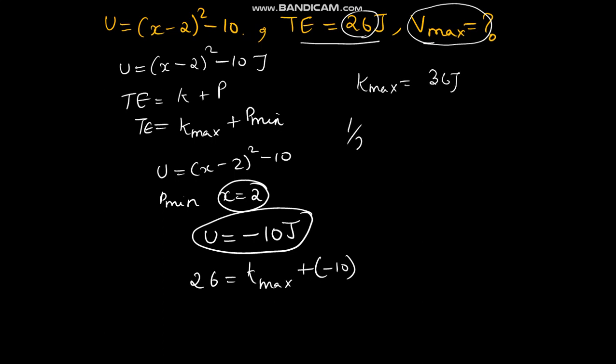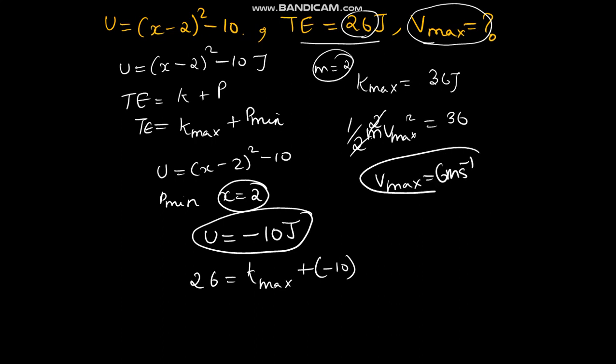So kinetic energy is 1 by 2 m v maximum the whole square, which is 36 joule. The mass is given as, okay, suppose let the mass be 2. Here I forgot to give the mass. If mass is 2, then 2 and 2 get cancelled, and maximum velocity is 6 m per s. To get this velocity as maximum, I have used kinetic energy as maximum and potential energy as minimum.